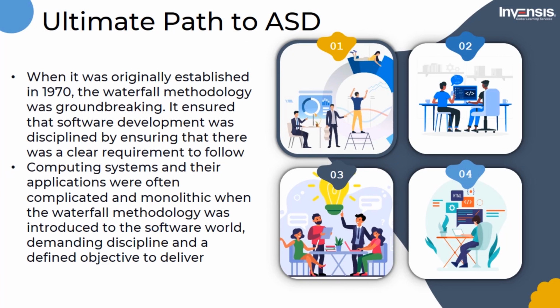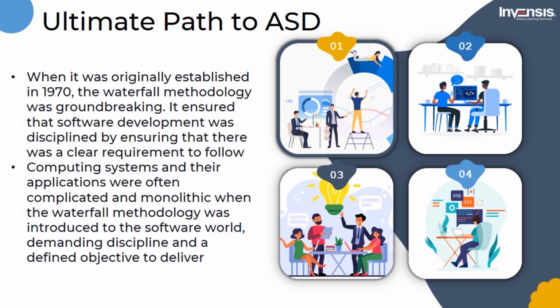When it was originally established in 1970, the waterfall methodology was groundbreaking. It ensured that software development was disciplined by ensuring that there was a clear requirement to follow. It was built on Henry Ford's 1913 assembly line innovations, which provided certainty at each step of the manufacturing process to verify that the end product matched the specifications.